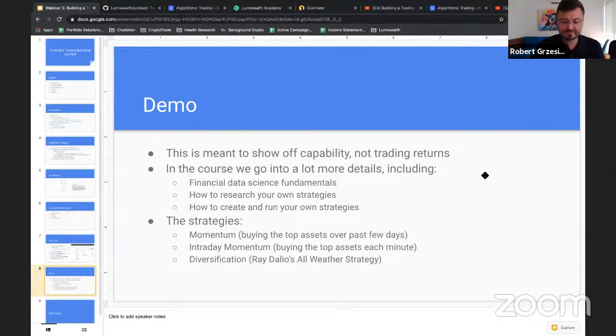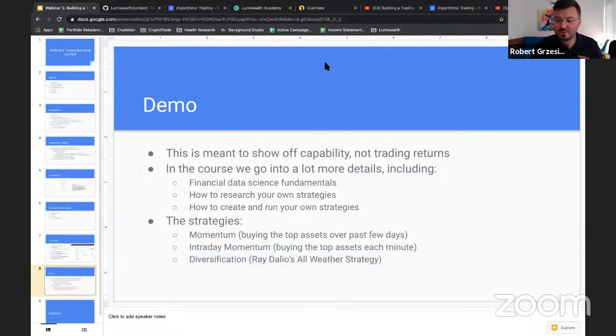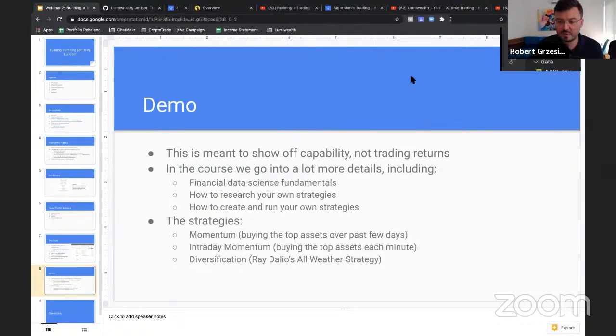Okay, I'm going to be covering 3 strategies in today's class. First, the momentum strategy, which is basically buying the top asset that's been performing over the past few months or years or days, right? Second, intraday momentum, which is happening within the middle of the day. The momentum is not day to day, intraday momentum is minute to minute. And then the diversification strategy, which is basically what Ray Dalio, one of the top hedge fund guys, recommends: rebalancing your portfolio, basically diversifying very well between asset classes. And you can do that automatically with code as well.